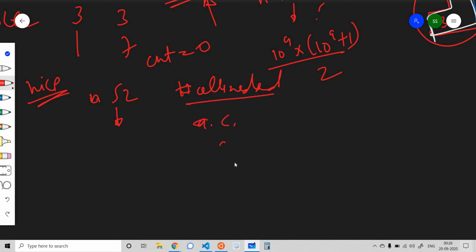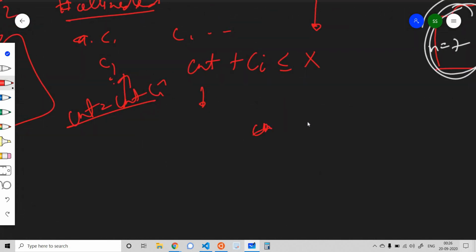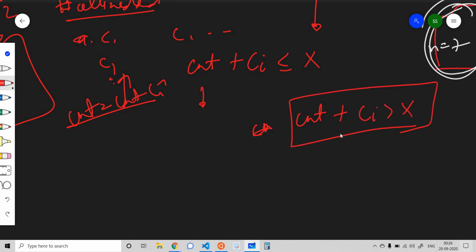Suppose that is c1, c2, c3. We'll keep on adding them, and if we see that count plus ci is still less than or equal to x, that is the maximum number of cells we can use, then we include this nice staircase and move ahead. We update our count, count plus ci, and keep on doing it, and at the point when we see count plus ci is greater than x, we just break out of the loop, as we cannot have any more nice staircases. Pretty sad.